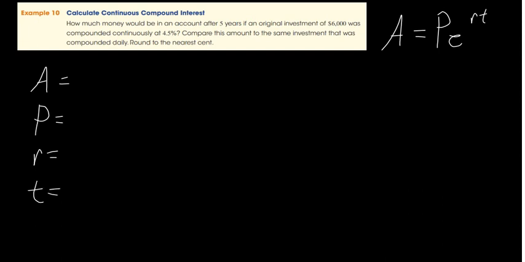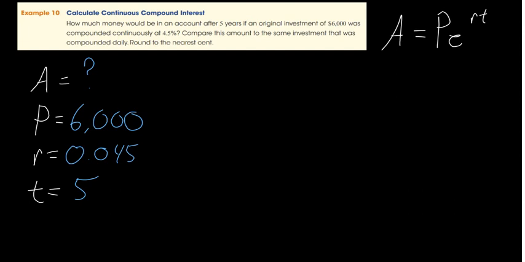T. Okay, so the amount, that's what we're trying to figure out. The principal looks like it is $6,000. My rate is at 4.5%, so that is written as 0.045. And then my time, it looks like it is 5 years. Okay. And that's it. We just have to plug these in.